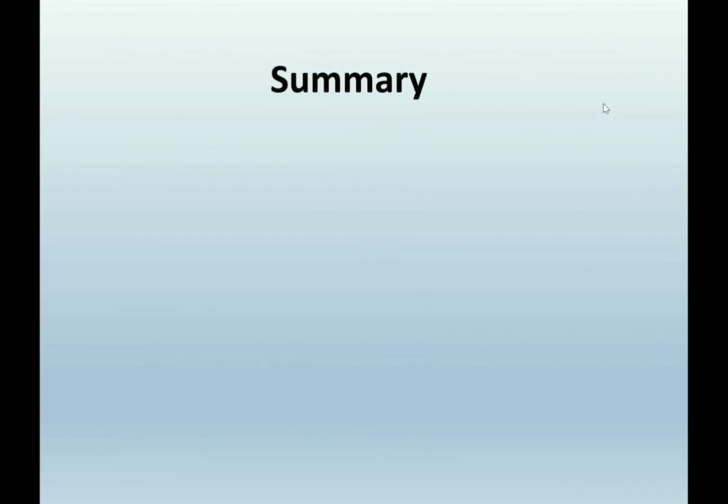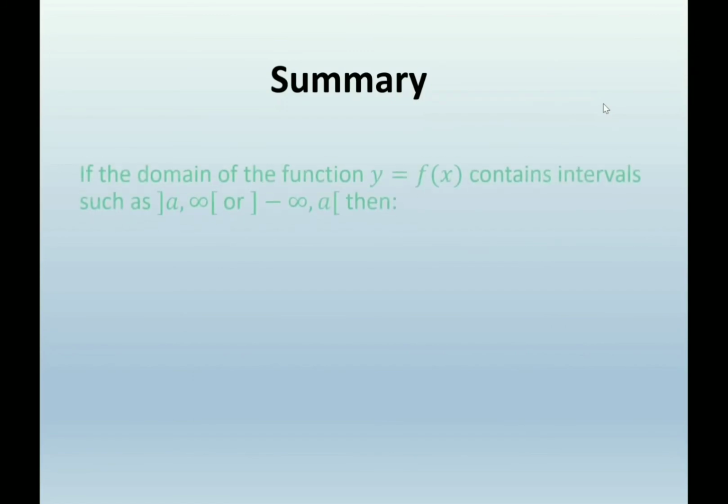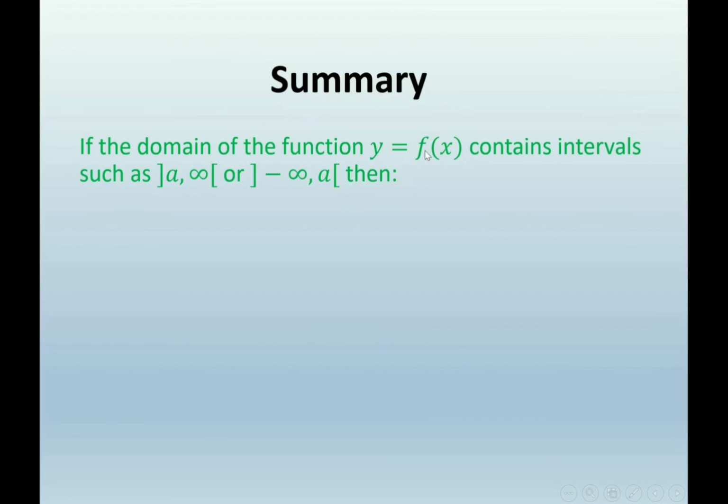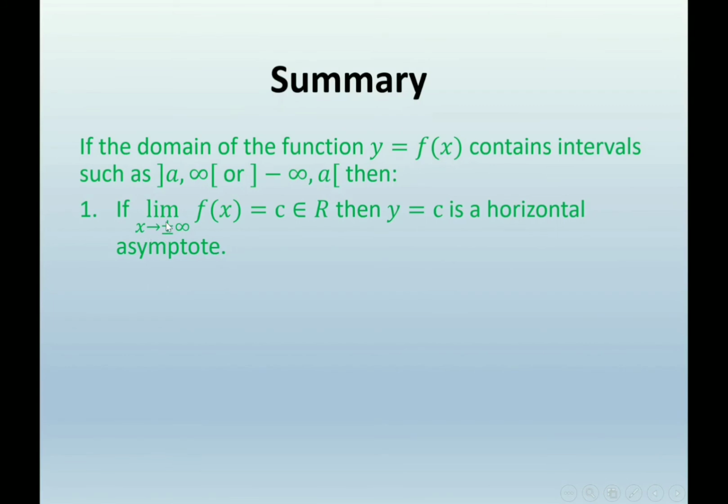Let's now make a summary of everything because we are done with the 3 types. If the domain of the function y equals f of x contains intervals such as an open interval from a to infinity or minus infinity to a, then if the limit when x approaches plus or minus infinity of f of x equals c, which is a real number, then y equals c is a horizontal asymptote. So to find the horizontal asymptote, you can use this way: limit when x approaches plus and minus infinity of f of x, and you should get a real number. If it is not real, there is no horizontal asymptote.